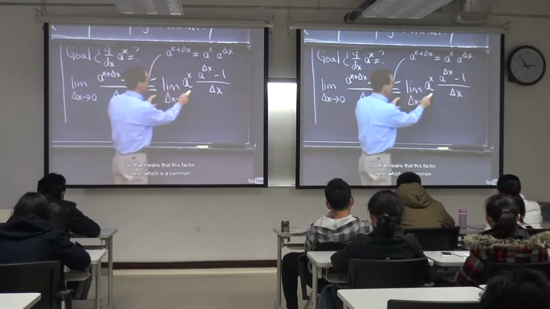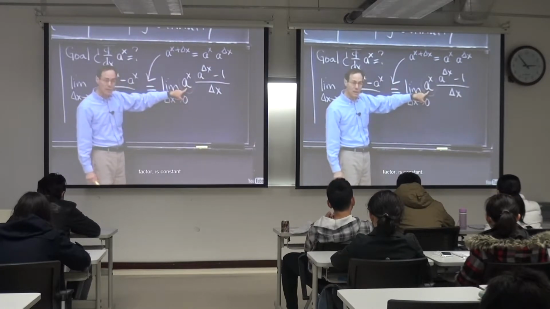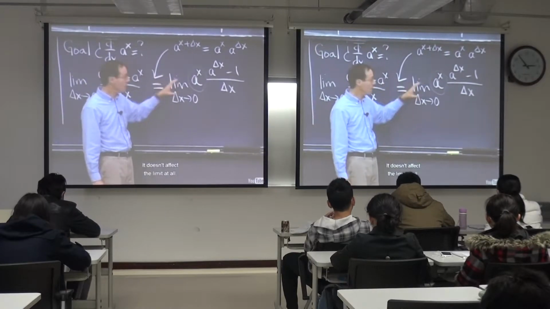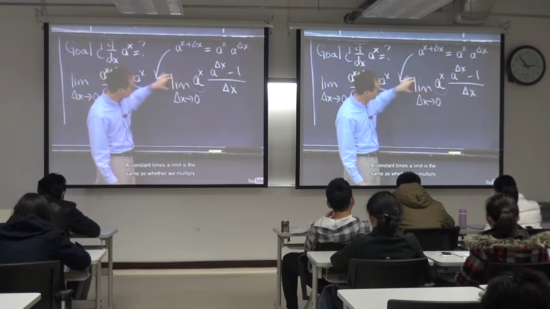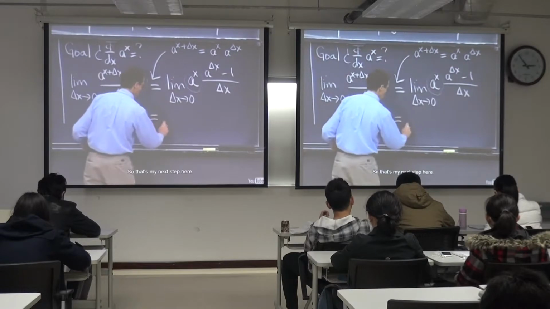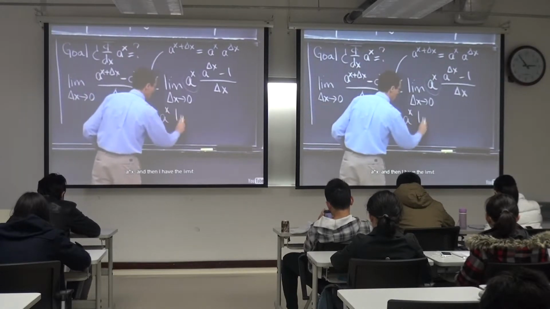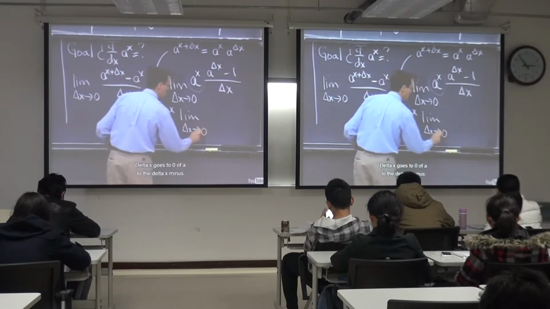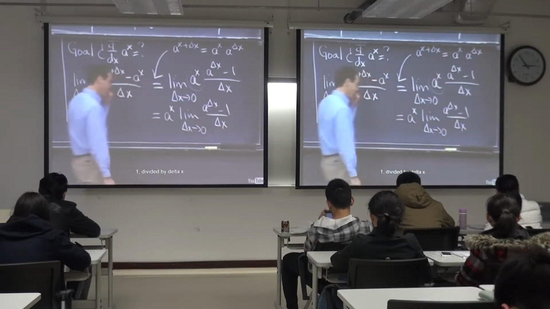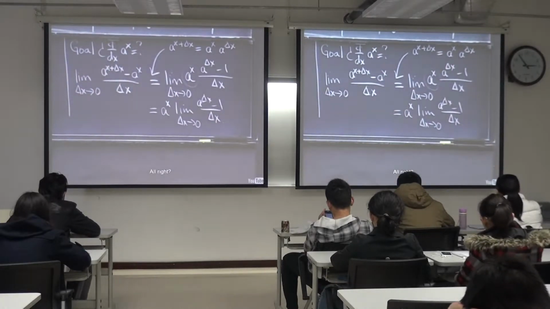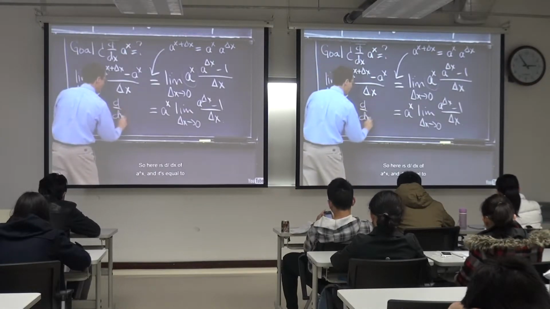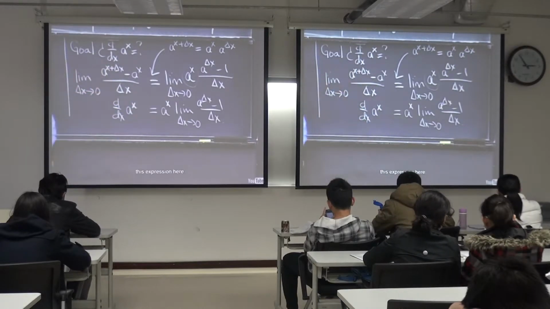So that means that this factor here, which is a common factor, is constant. And we can just factor it out of the limit. It doesn't affect the limit at all. A constant times the limit is the same as whether we multiply before or after we take the limit. So I'm just going to factor that out. So that's my next step here: a to the x, and then I have the limit as delta x goes to 0 of a to the delta x minus 1 divided by delta x. All right. And so what I have here, this was by definition the derivative, so here's d by dx of a to the x, and it's equal to this expression here.